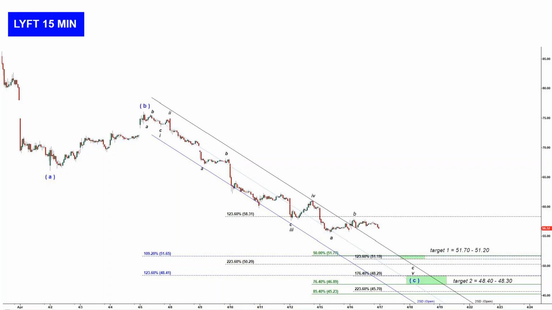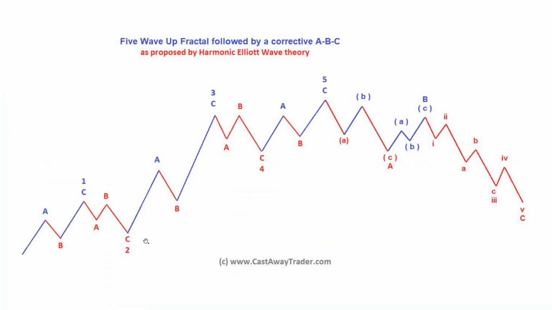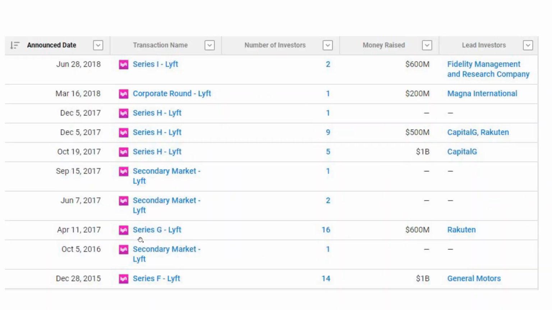Now you could tell me, wait a minute, you're showing me a corrective ABC down structure, but what about the preceding rally? Why didn't we get it? And this is the catch, guys. Yes, normally we have that ABC down, which by the way could be only the first leg down in wave A down. But where is that rally in LYFT?